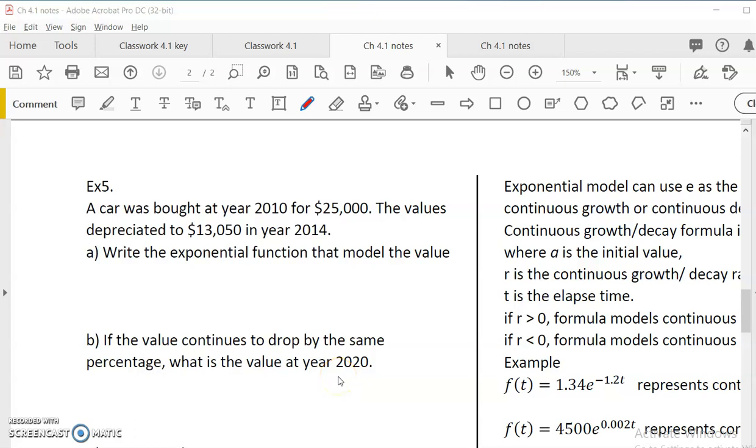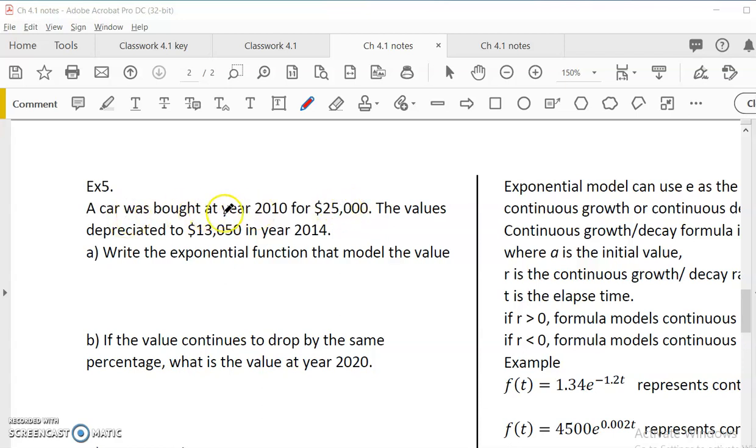Hello, Precalculus student. This video is for chapter 4.1, part 3. We are still in the process of finding an exponential function, given some information. Earlier we were given some rate and also the initial value. Now we are given not the rate at all, but just two instances.